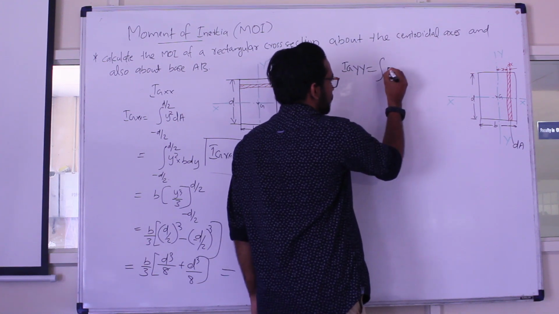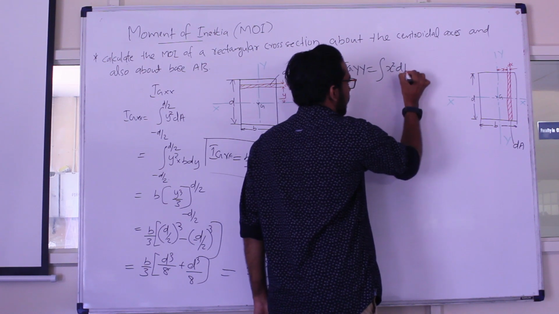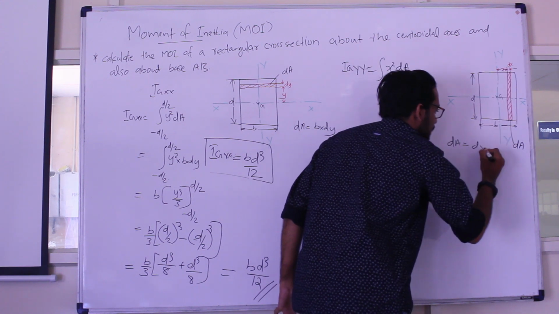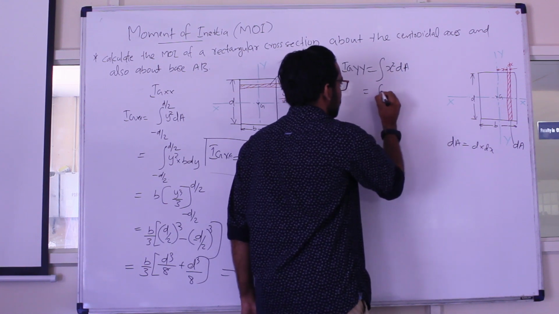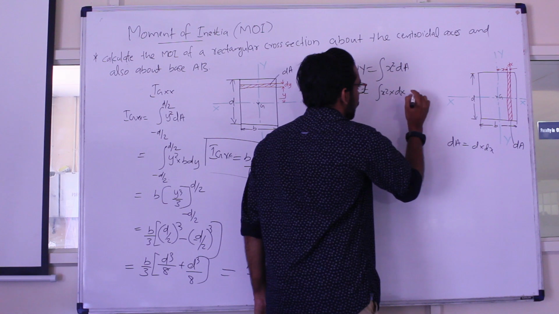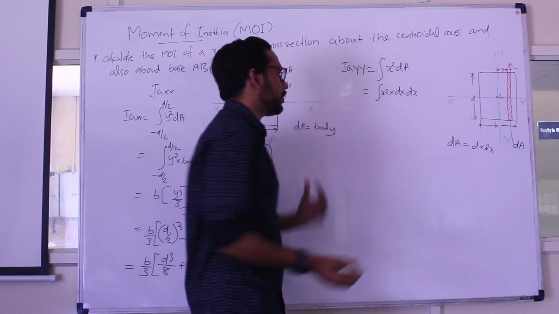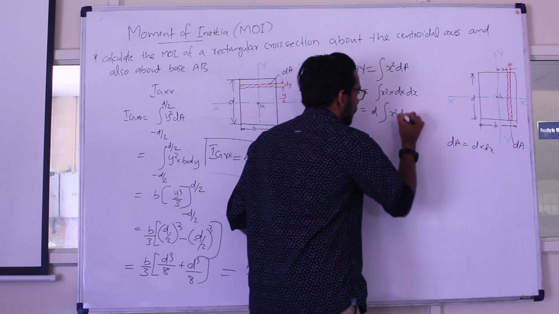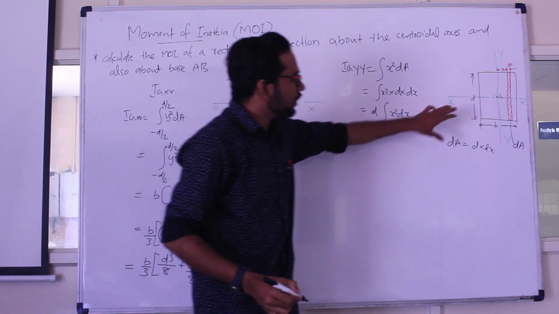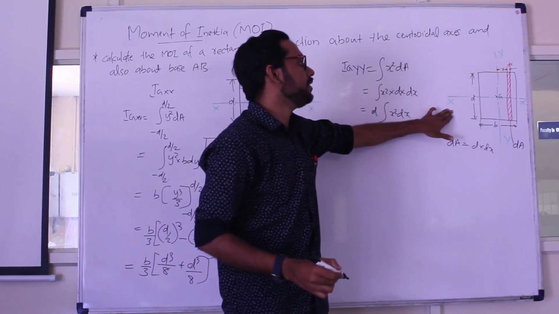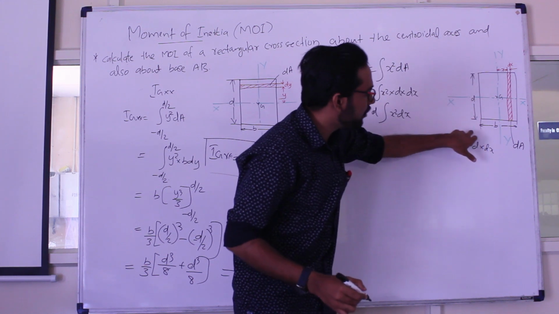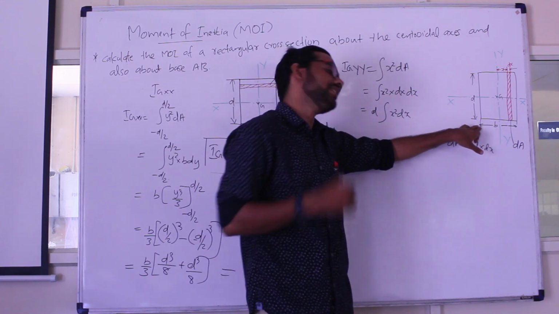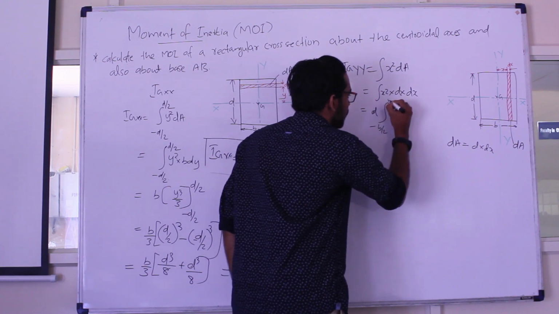From the definition, Igy equals integral x square dA. And what is dA? dA is the area of the elemental strip, that is the depth d and the thickness dx, so it is d into dx. So this becomes integral x square into d into dx. Since d is a constant, we can take it outside, and it is d into integral x square dx. The limits, measured from the y axis, are b by 2 on the positive x side and minus b by 2 on the negative x side. So this is minus b by 2 to b by 2.